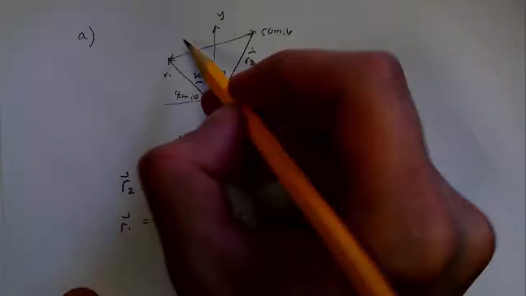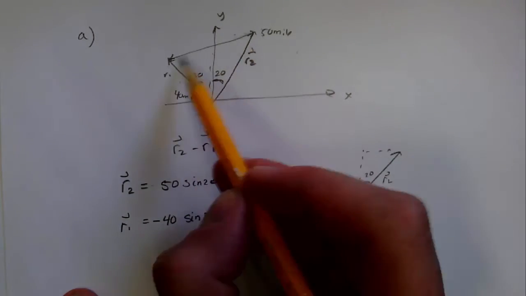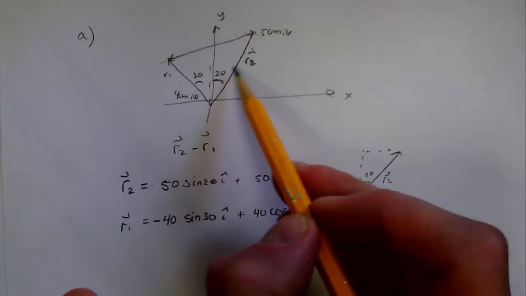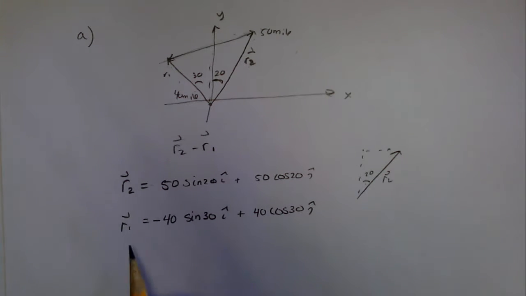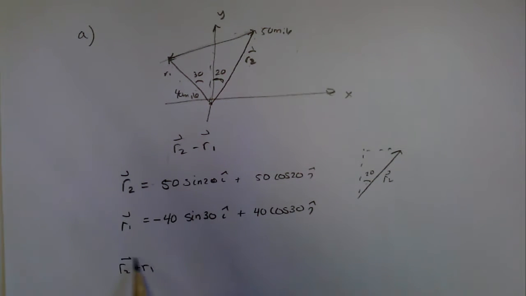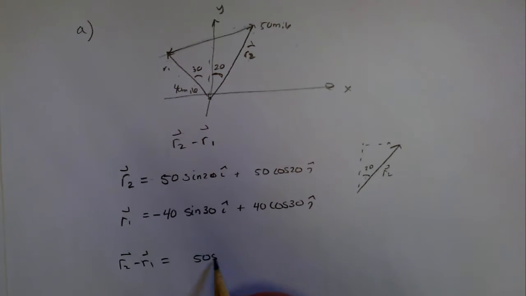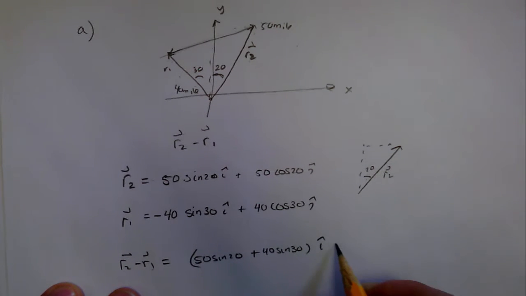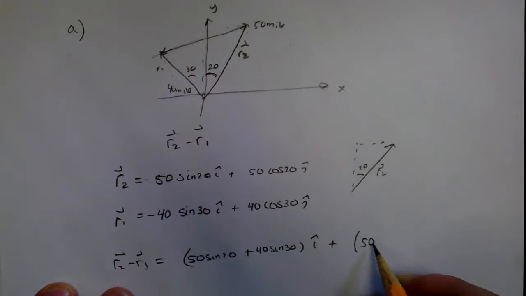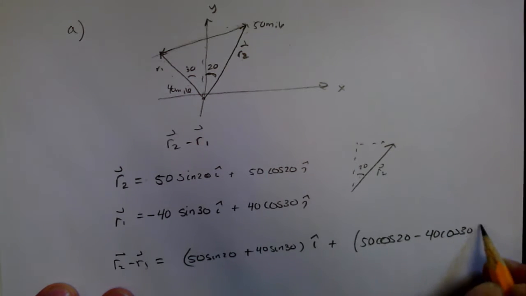These are the two positions of each of them. The distance between them will just be this one minus that one, which will give me this vector here. This is kind of the displacement as if you were going from this final position to this initial position in some sense. So R2 minus R1, and then you just do this for each component. It becomes 50 sine of 20 minus R1, so plus 40 sine of 30 in the I hat direction. And then in the J direction I get 50 cosine of 20 minus 40 cosine of 30, J hat direction.